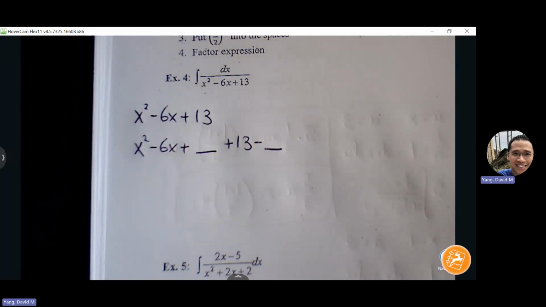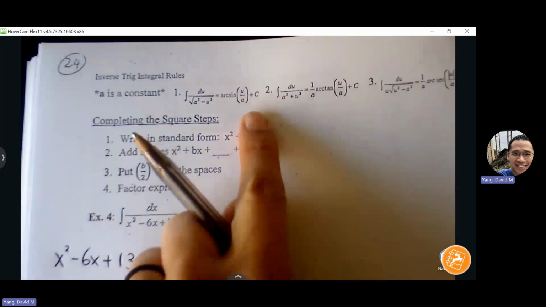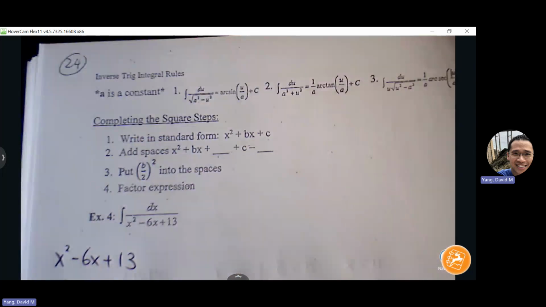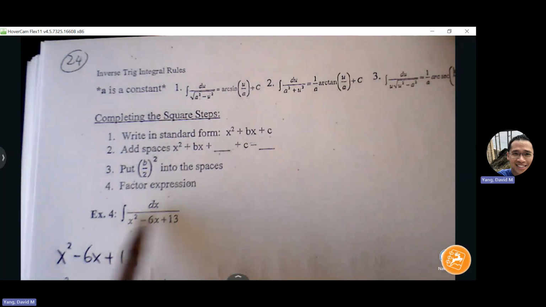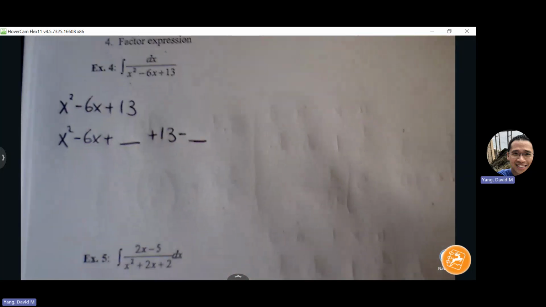Yes. I know the directions say that 13 would technically represent a C in it, but that's not the C value, right? Yeah. So the plus C is at the end. We're still not ready for anything dealing with plus C.